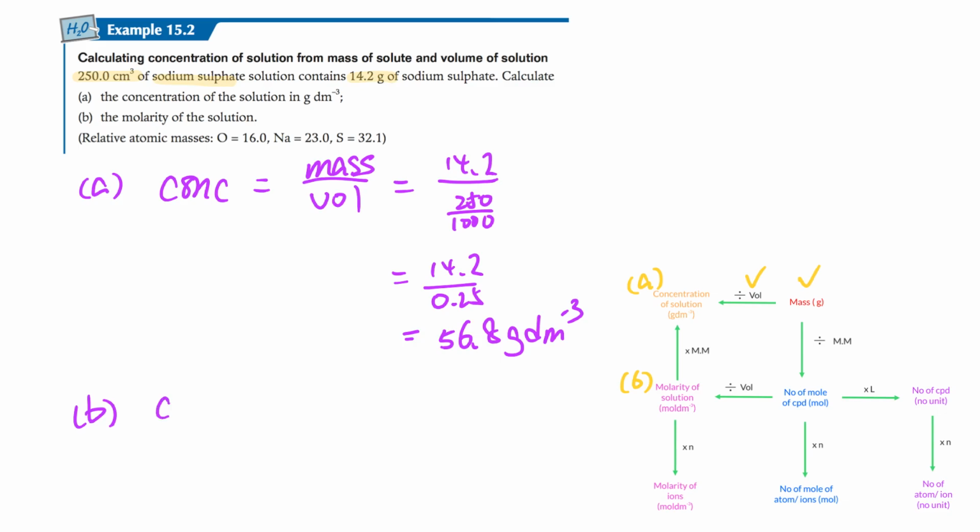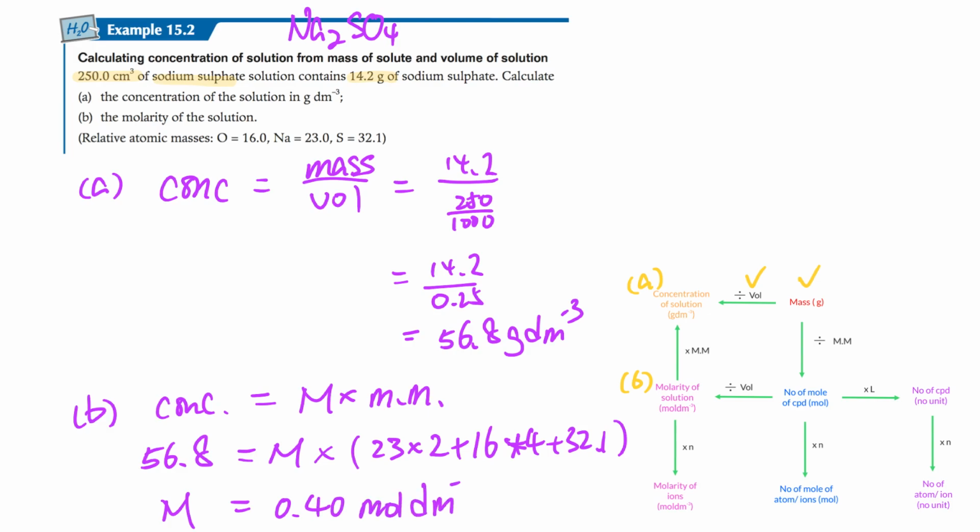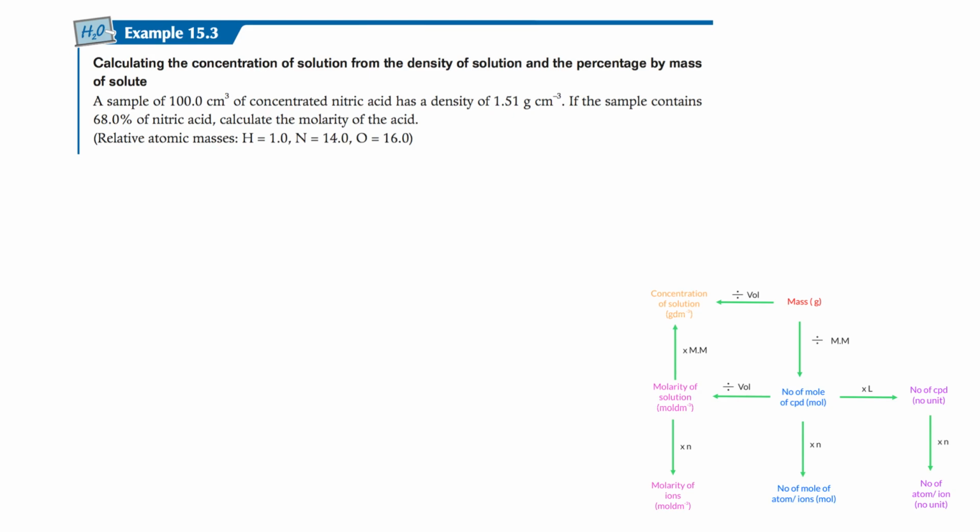Next, concentration equals M times Mr. So you have 56.8 equals M times the Mr of sodium sulfate, which is Na2SO4. It will be 23 times 2 plus 32.1 plus 16 times 4. So M will then be 0.400 mole per dm cube. Okay, like this.